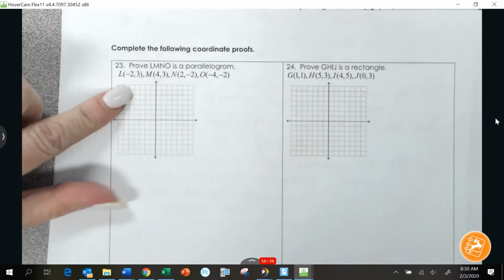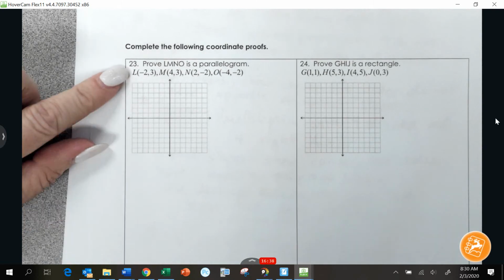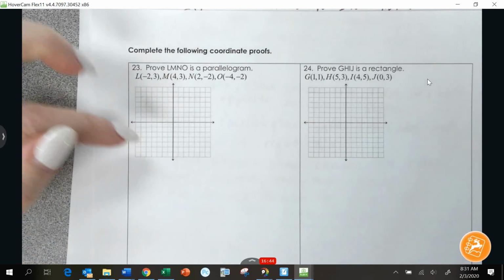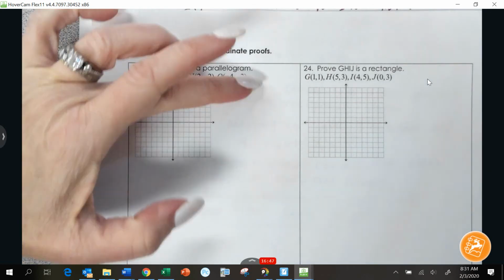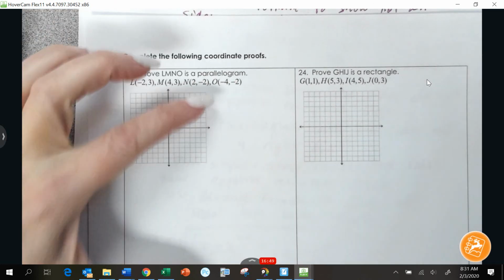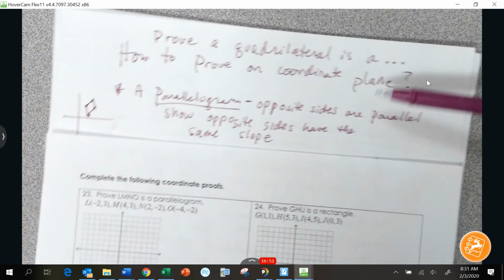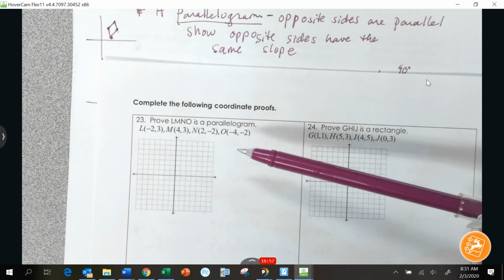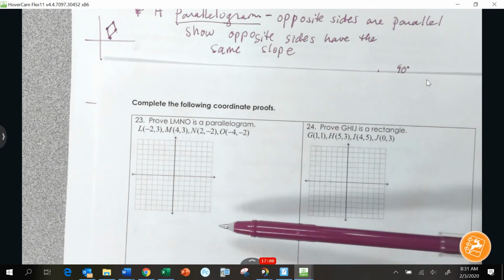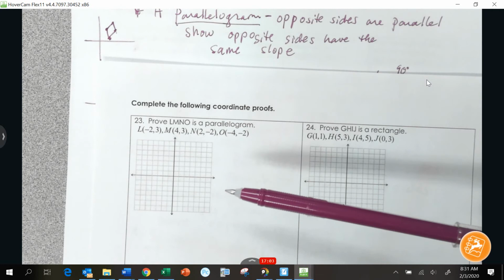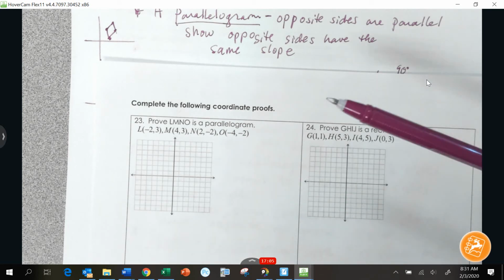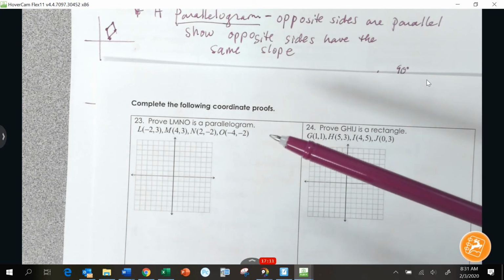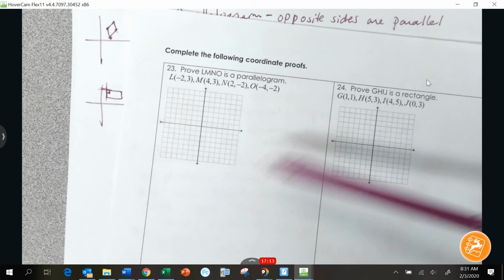So on the back page of your review worksheet, you'll prove LMNO is a parallelogram. There's a graph for you, but you have to show work in the rest of this area. To prove it's a parallelogram, opposite sides are parallel. So you have to find the slopes of the opposite sides and say, you know, side LM and side NO have the same slope, to prove that they are parallel. Okay? So that's what goes in all of these boxes besides just graphing.